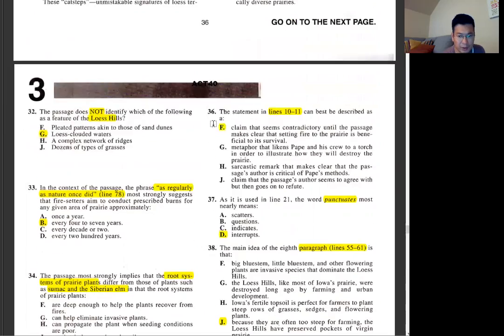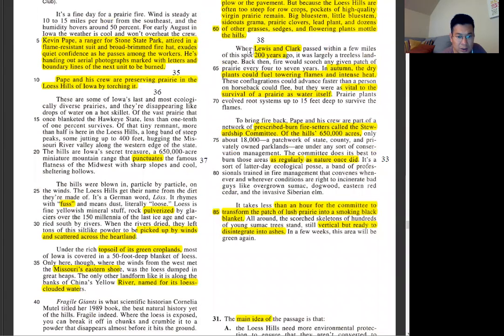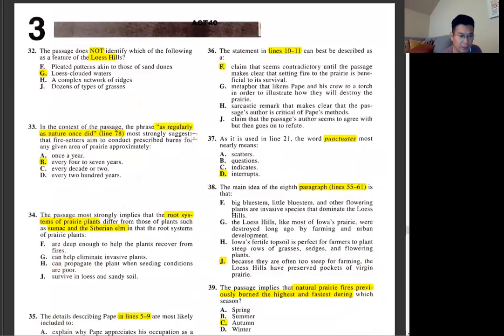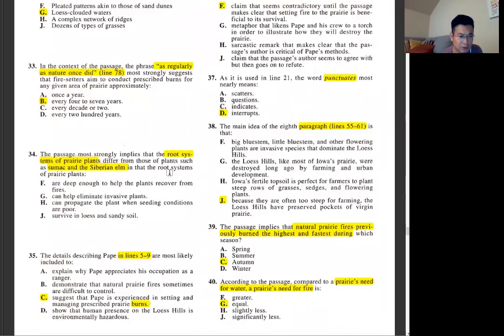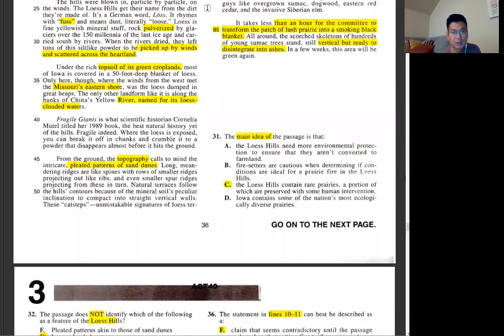I remember it was toward the end. Yeah, here, line 69. Prairie plants evolved root systems up to 15 feet deep to survive the plains. So root system, yeah, deep enough. So 15. Okay, so this is it.